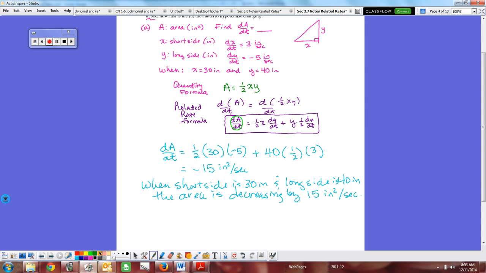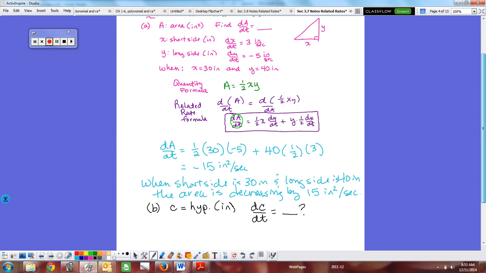Now the second part of this is we want to know how fast is the hypotenuse changing. Okay, so for part B, now I need to have a variable for the hypotenuse, so let's call it C, because we're used to doing A, B, and C. So let's do C. I'm going to make that the hypotenuse. It's going to be measured in inches, just like everything else was. And what am I trying to find? dC/dt. Now, since I already have this information up here, I'm not going to redo it. I'm going to keep my same x and my same y.